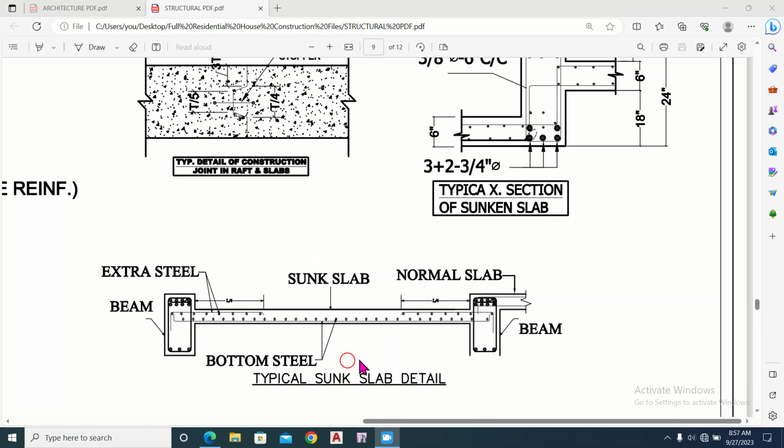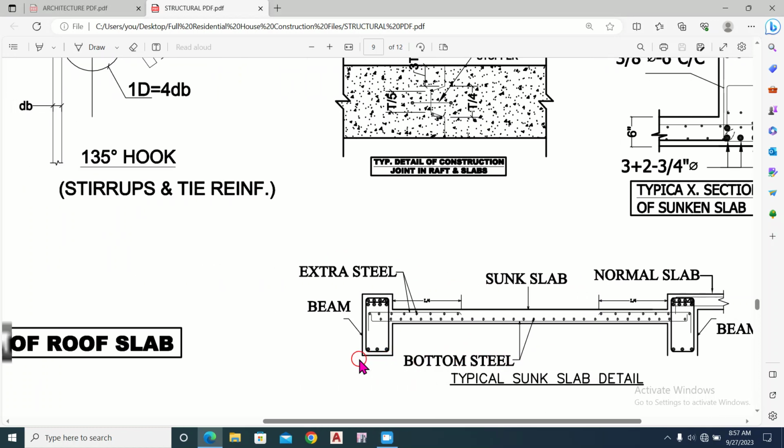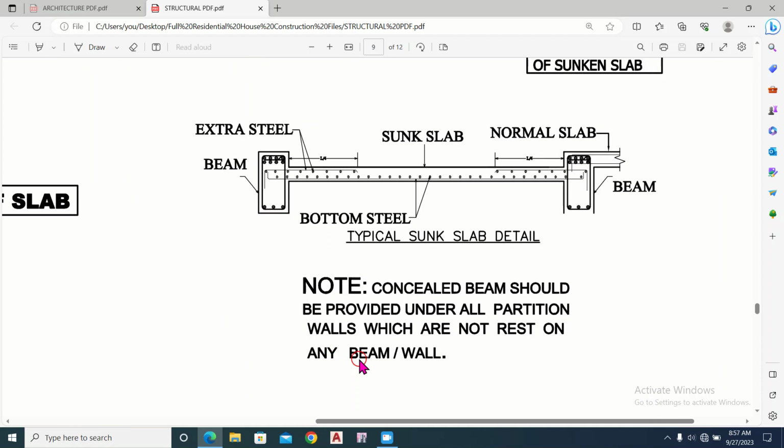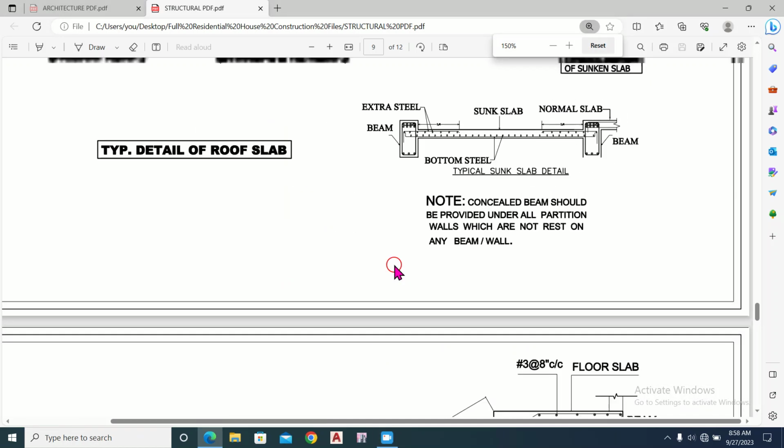The other detail given in this drawing is that a concealed beam should be provided under all partition walls which do not rest on any beam or wall. So we have to provide the concealed beam where there is a partition wall and no support, like a wall, below the slab. So this was all about the detail on the different sections of the slab.